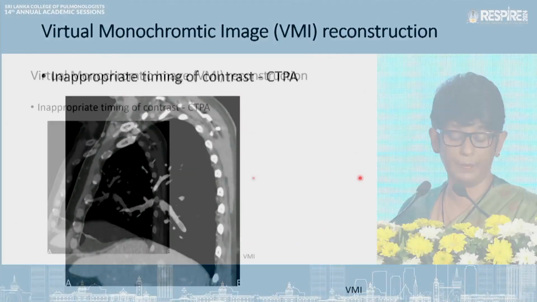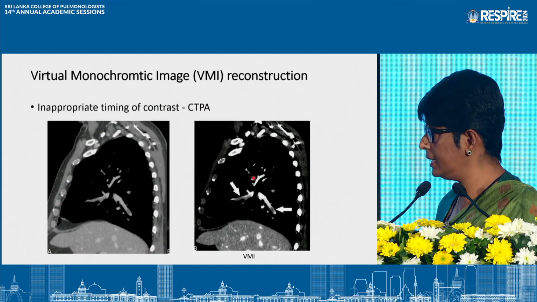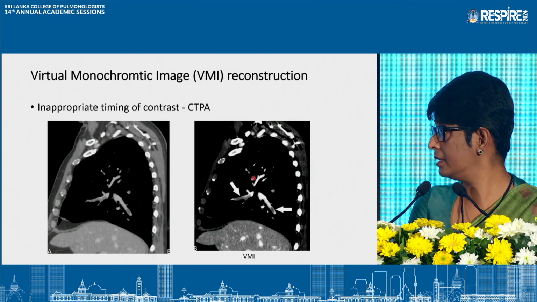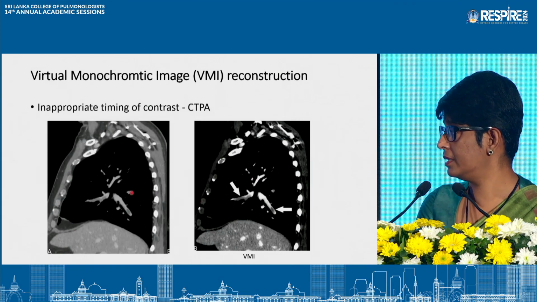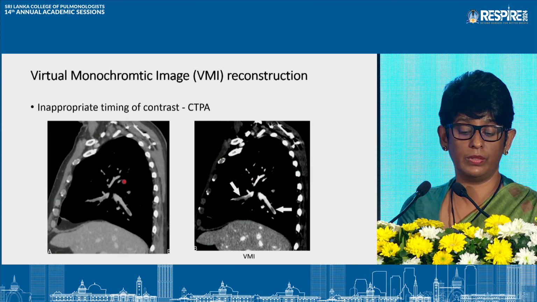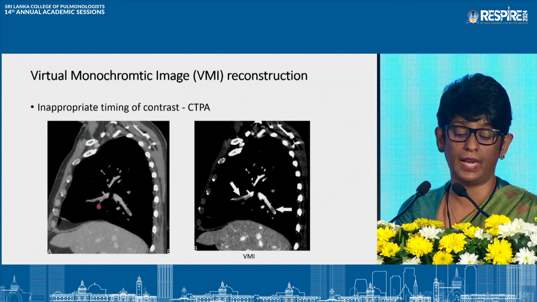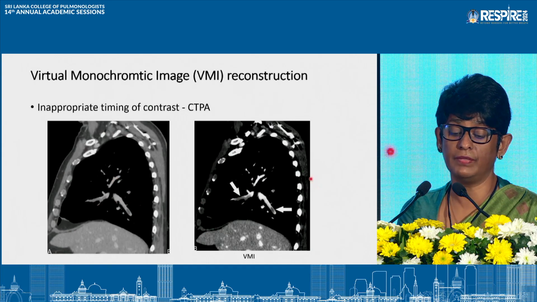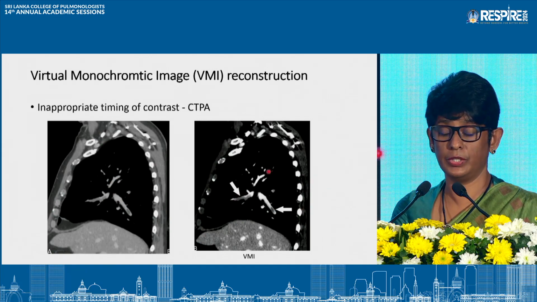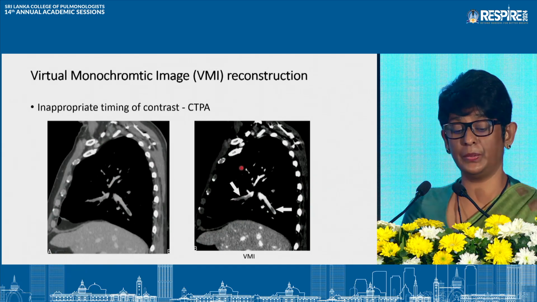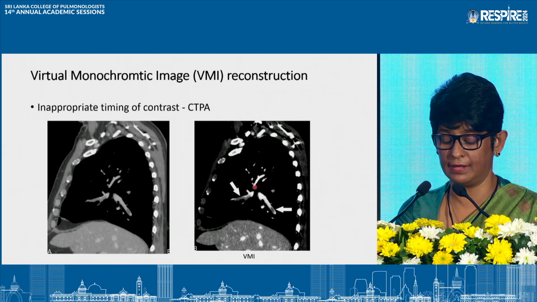The second set of images, again the same. You can see that the initial set of images shows suboptimal contrast within the pulmonary arteries, and the second set of images, which are reconstructed with VMI, shows good contrast and diagnostic images.